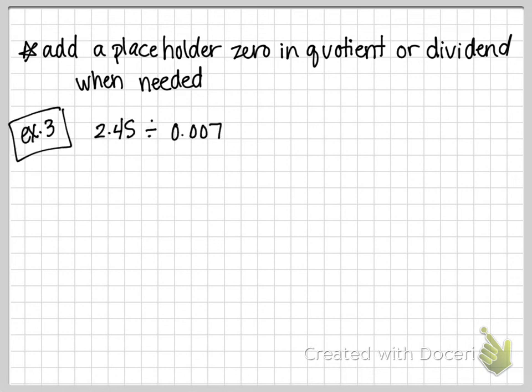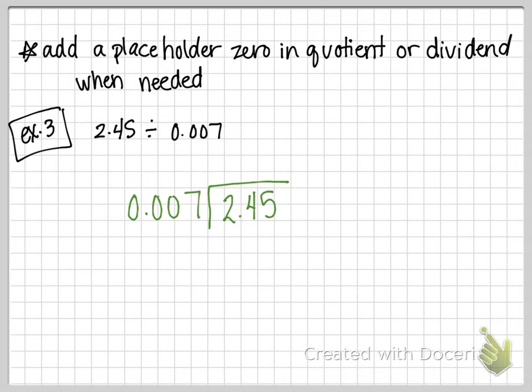For example, 2.45 divided by 0.007. So if we set this up, 2.45 is my dividend underneath, right? And then my divisor is 0.007.